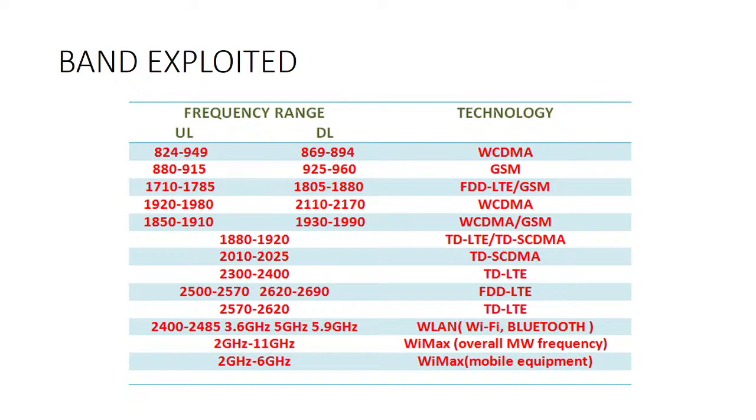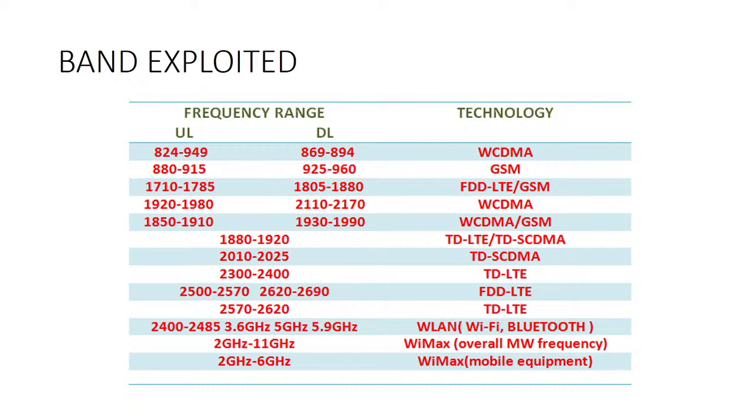So these are the bands that have been exploited for each and every technology, which starts from WCDMA and ends with WiMAX, which is used in mobile equipment. It starts from 824 and 869 for uploading and downloading frequency range for WCDMA alone. Then comes GSM with 925 and 880. Then 1710, 1805 for LTE.